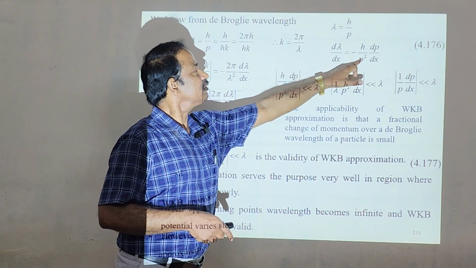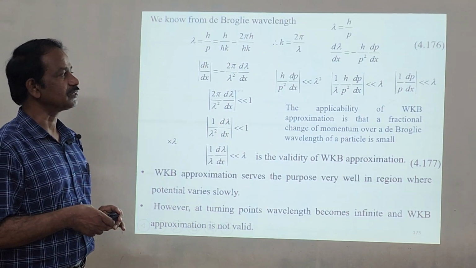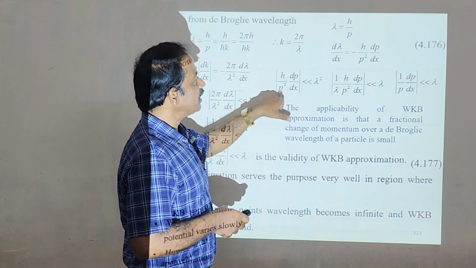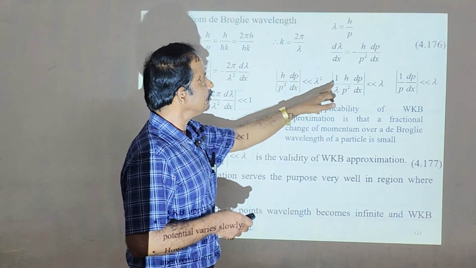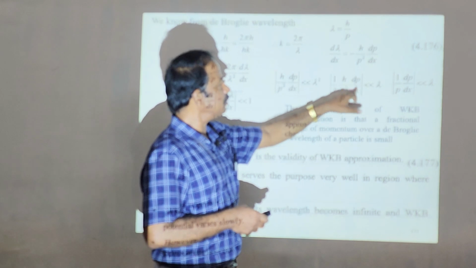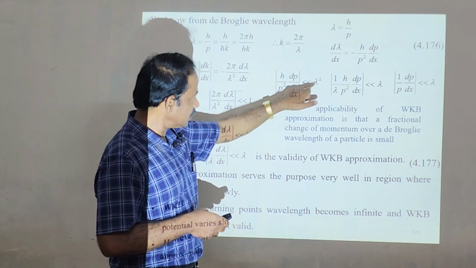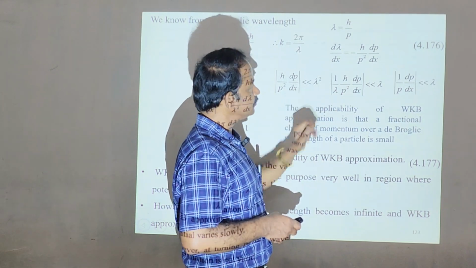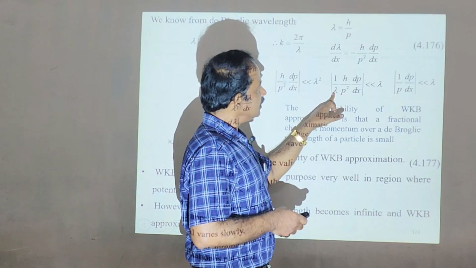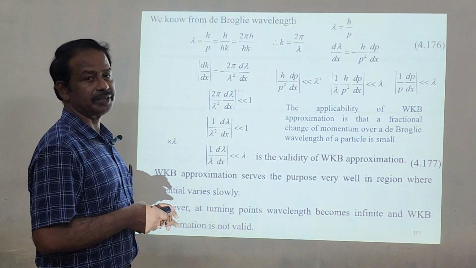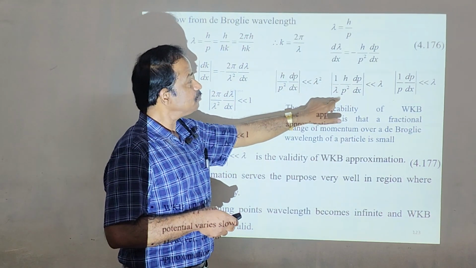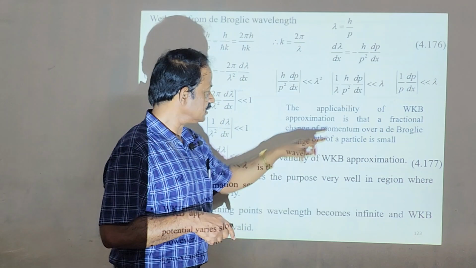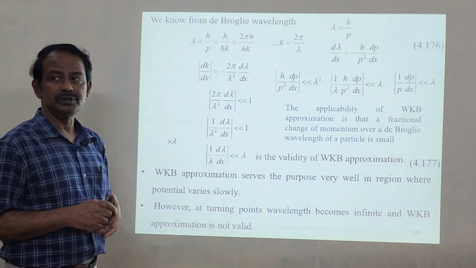So that's why we can write this term as very, very much less than lambda squared. As usual, I can multiply and divide by lambda here. I can pull one lambda out, which gives 1 by lambda times h divided by p squared dp by dx, less than lambda. And what is lambda? Lambda equals h by p. h will get cancelled, and one p will get cancelled. So you can write 1 by p dp by dx much less than 1 over lambda. This is another validity condition for the WKB approximation.